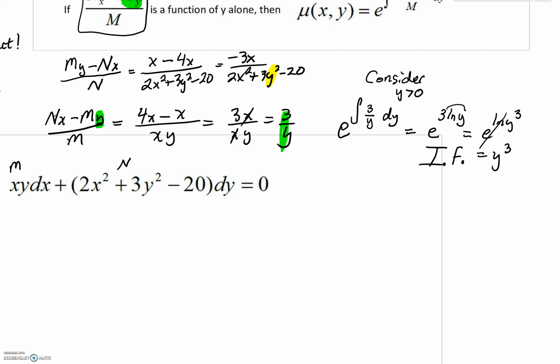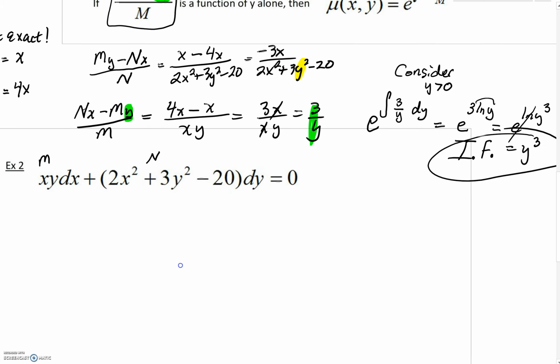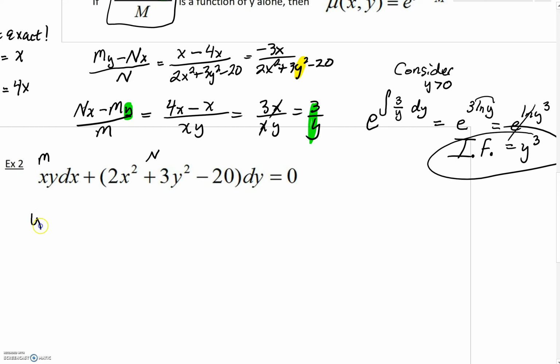Differential equations, we're in section 2.4, day 2, and we just worked out in the first video how to find an integrating factor to help make this differential equation exact. We found the integrating factor was y to the third. So what you will do is multiply y to the third everywhere.